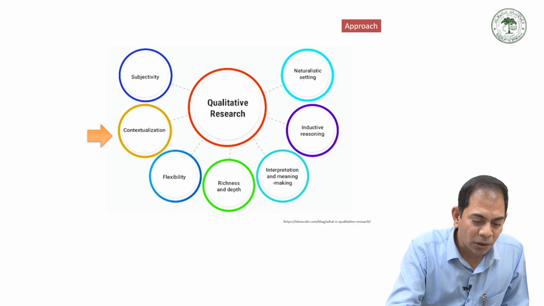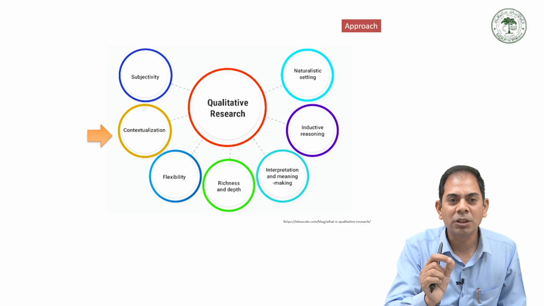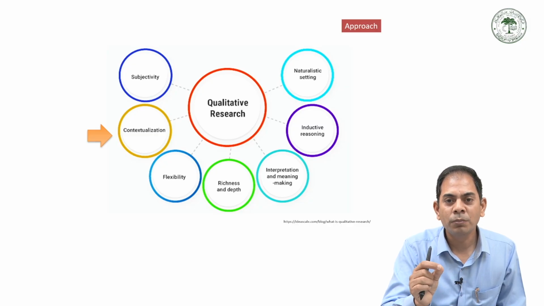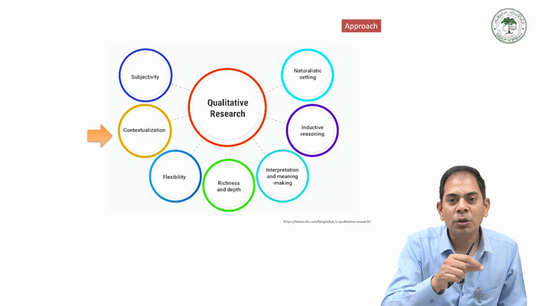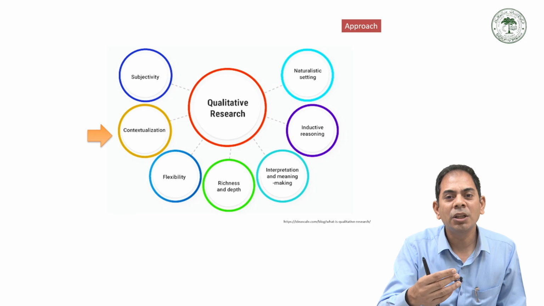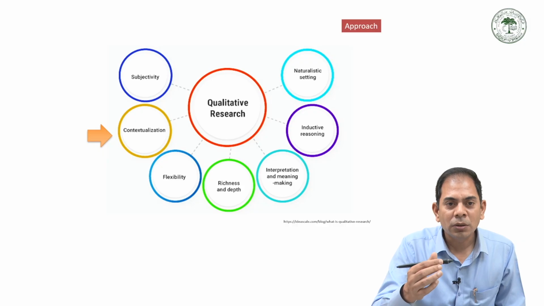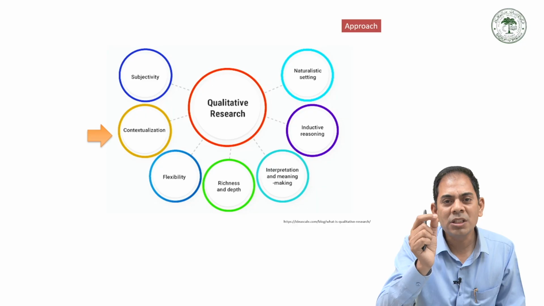Next is contextualization. That is the final key characteristic of qualitative research. This means the findings are understood within a specific context and situation. For example, an athlete's performance may be influenced by crowd, environment, and personal condition. So students, this diagram shows that qualitative research is deep, flexible, context-based, and focused on understanding human experience in real-life situations. This means contextualization means the findings are understood within the specific context and situation, not generalized.